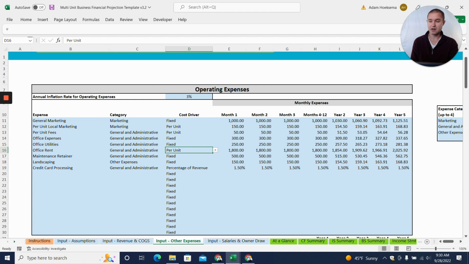Now, finally, I'm going to hit on credit card processing as an example of our percentage of revenue expense. So credit card, let's say 50% of your business unit sales are generated with a credit card, and the credit card charges 3% roughly of the sale as a fee. And we're saying, hey, 50% of our total sales are with a credit card. So 1.5% of our total revenue, so half of that 3% fee, will be credit card processing fee.